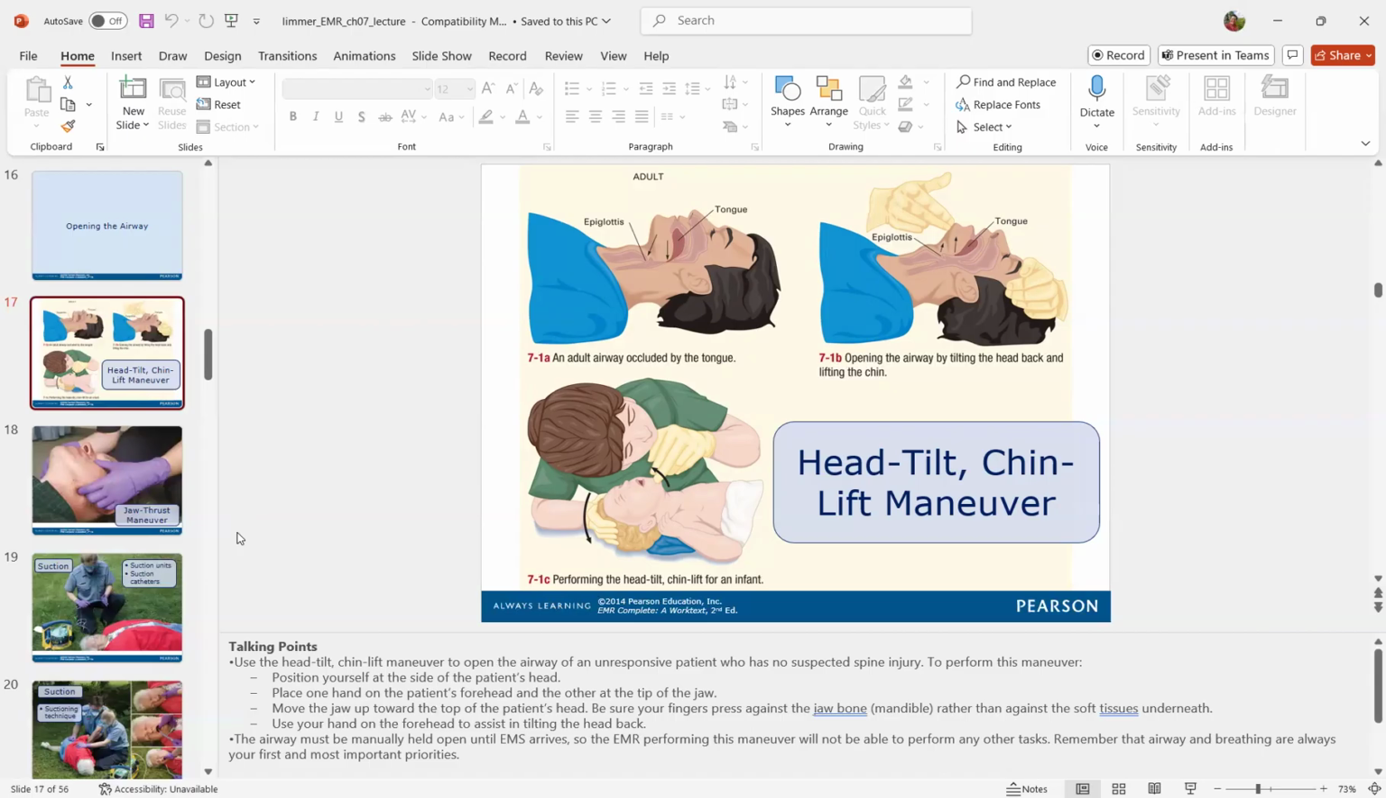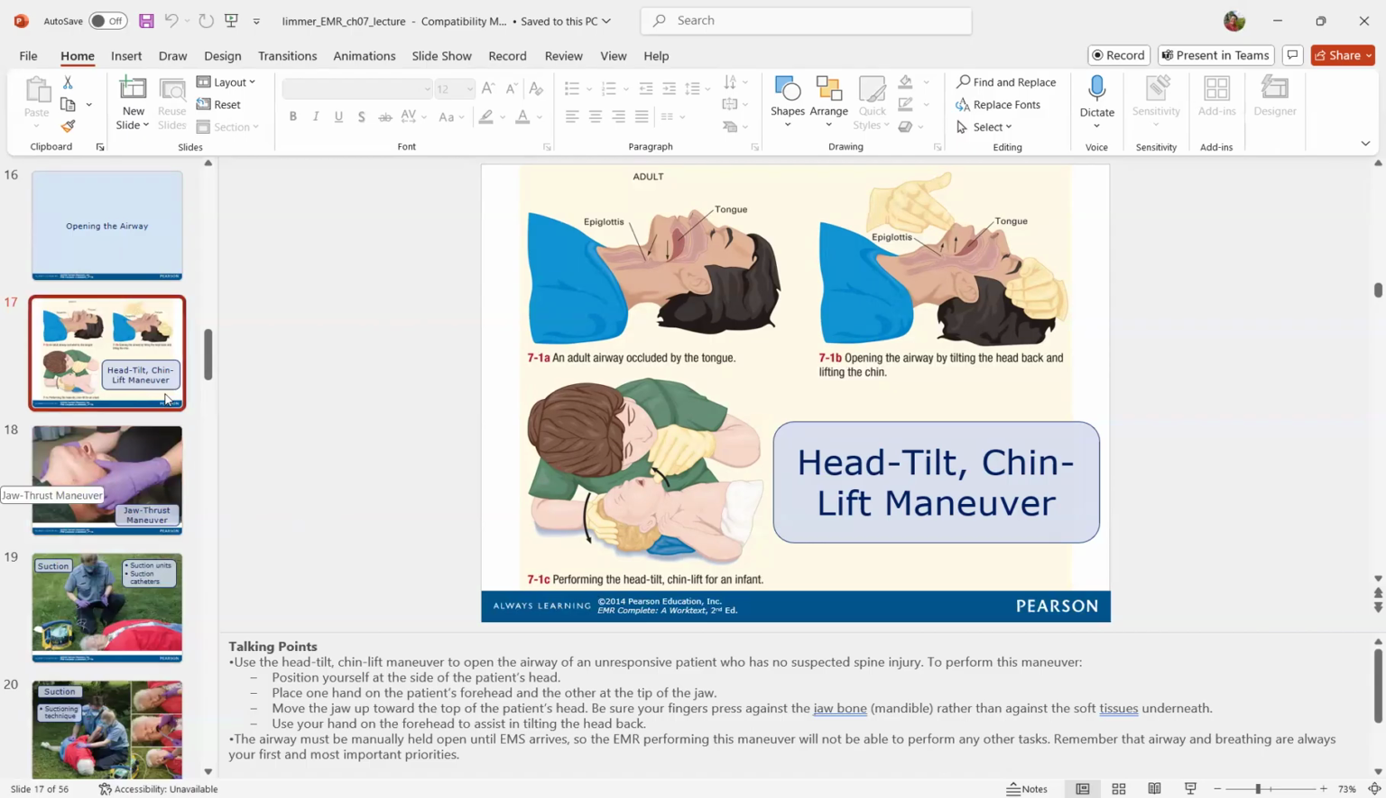We're going to position ourselves at the patient's head, place one hand on their forehead and the other hand on the tip of their jaw, where that little bony part is right here, not on the fleshy part. And we're going to move the jaw upwards and move the patient's head backwards. This is going to move the neck, which is why we don't do this maneuver if somebody has a C-spine or neck injury. We're going to manually hold this open until we get an airway put in there.